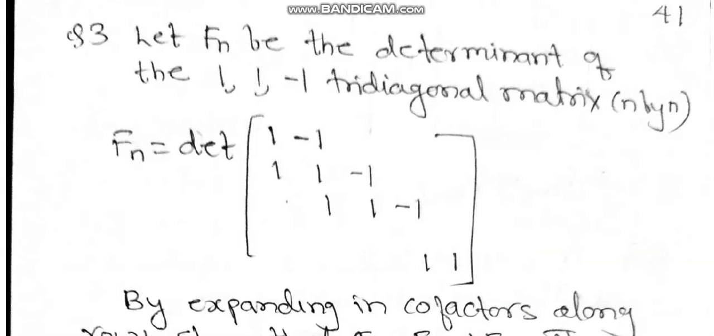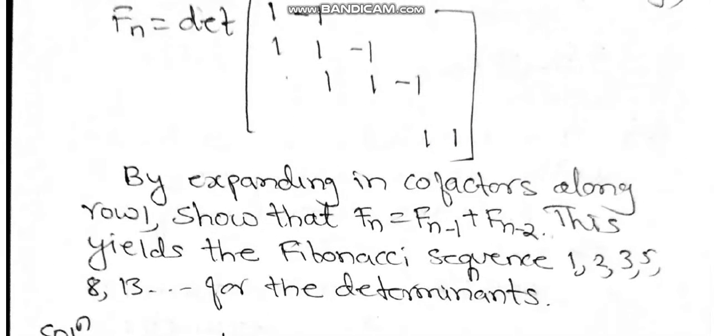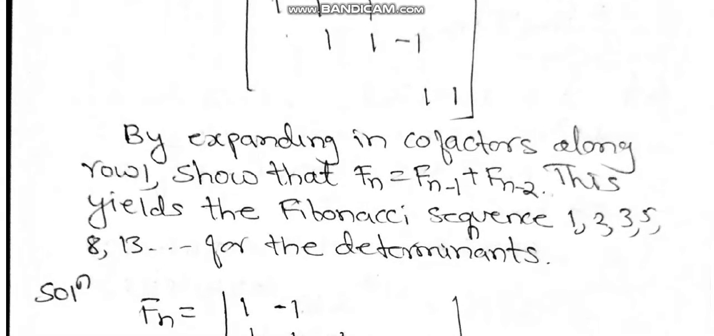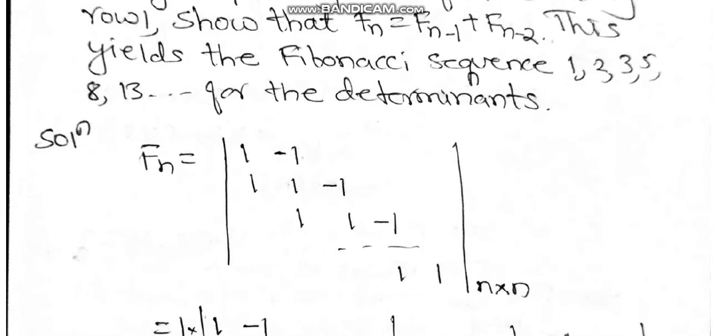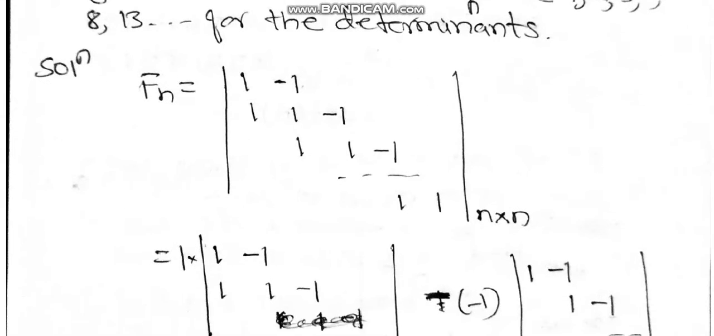So it is asked that by expanding in cofactors along the row 1, show that Fn is equal to Fn minus 1 plus Fn minus 2. So this is the Fibonacci sequence 1, 2, 3, 5, 8, 13, okay, for the determinants. So Fn is given here. Try to write the cofactors. So for writing the cofactors, I'll consider only non-zero elements. So this 1 and minus 1, I'll be taking 1 and minus 1.